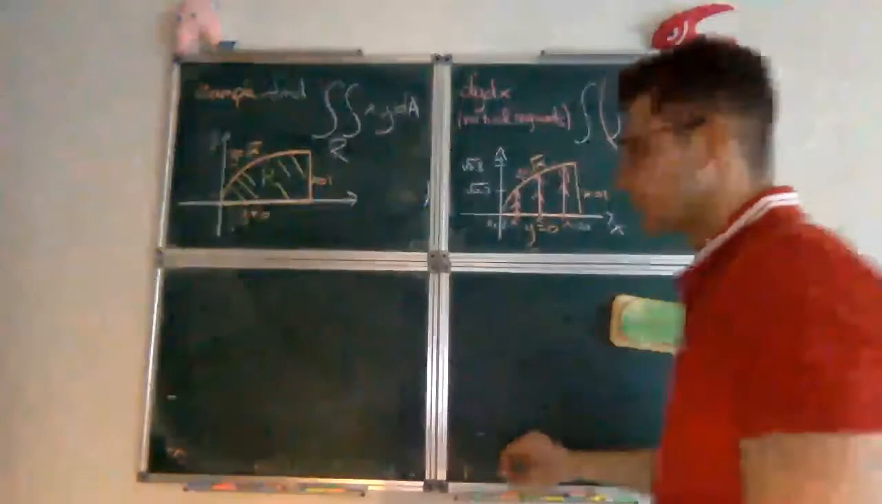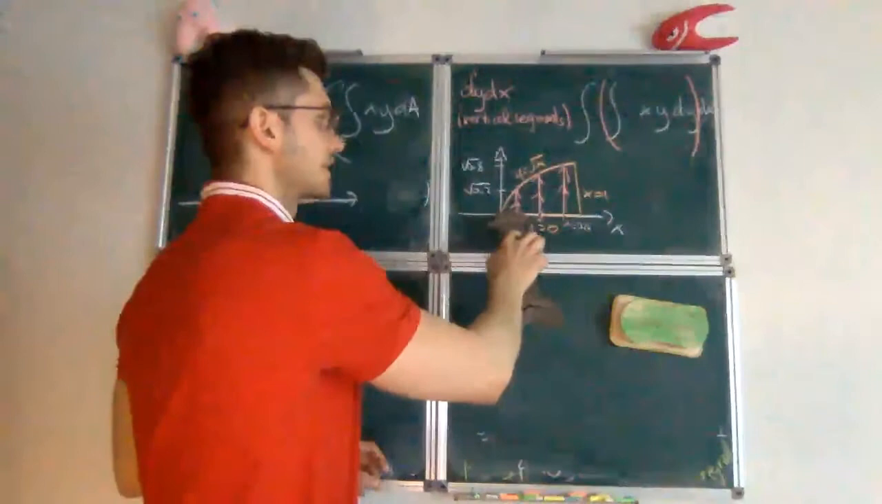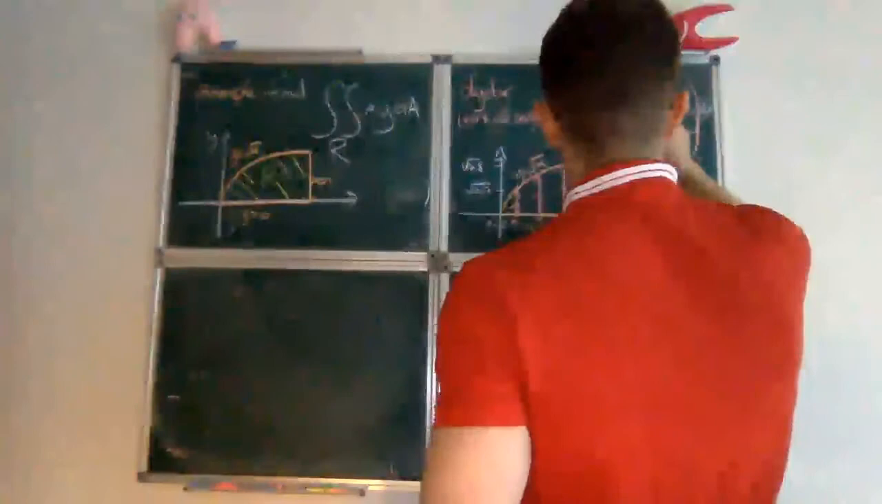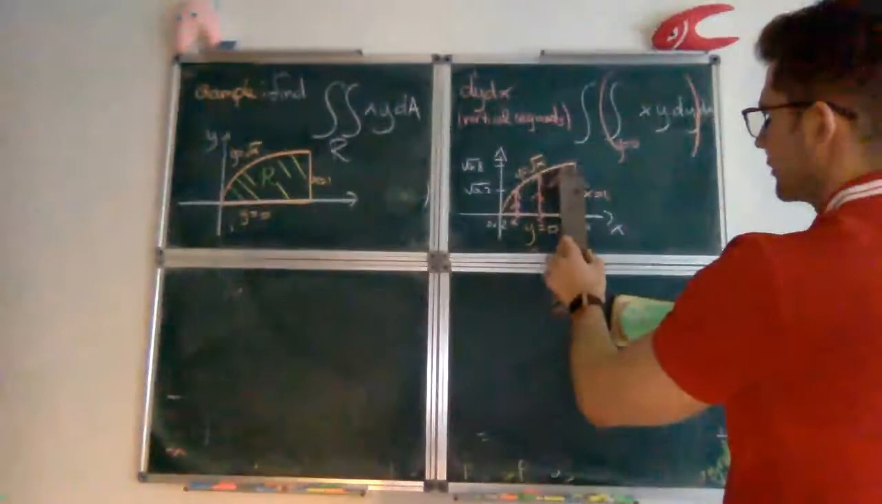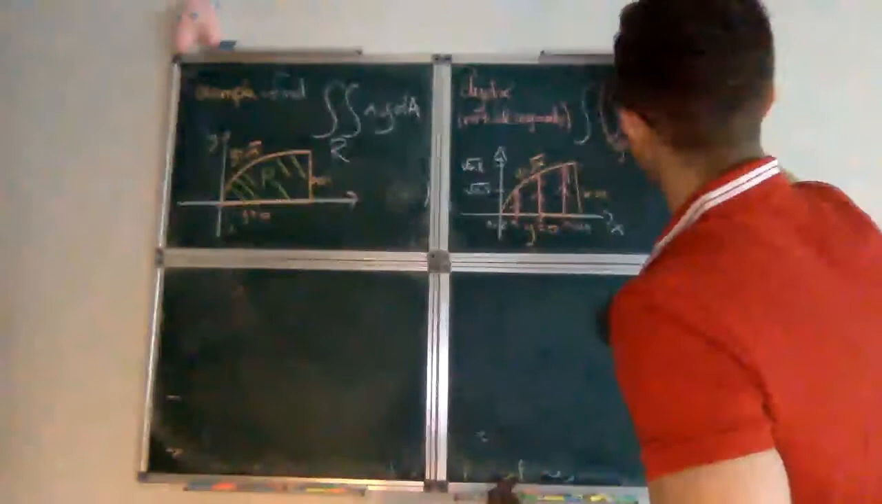There are two things that you can say. Regardless of which value of x you chose, all these pink segments start at the same height, y equals 0. So you can put here that the initial bound for y is just 0. On the other hand, the final bound for y is where these arrows exit the region. They exit through this curve, which is y equals root of x. So what you're supposed to put here is y equals root of x.